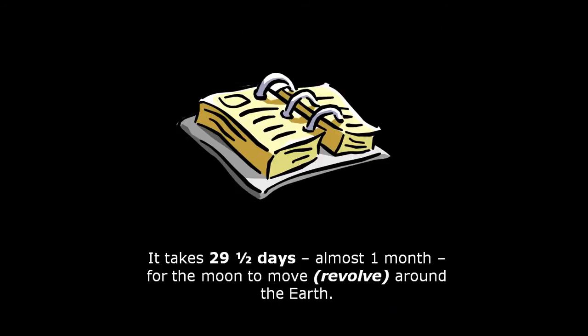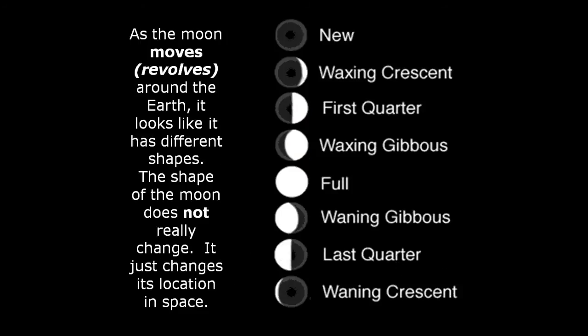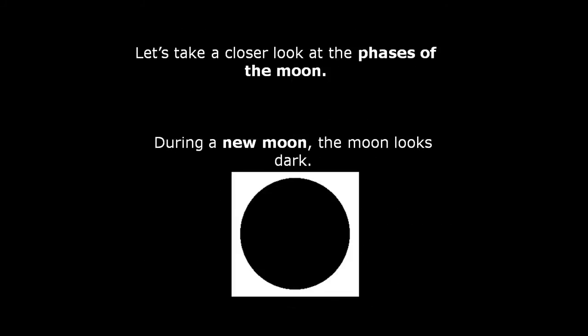Now, on average, it takes about 29 and a half days, almost 1 month, for the moon to completely revolve around the Earth. To move around, meaning revolve around the Earth. Now, as the moon moves or revolves around the Earth, it looks like it has different shapes. The shape of the moon does not really change. It just changes its location in space. So we have new, waxing crescent, first quarter, waxing gibbous, full, waning, and so on.